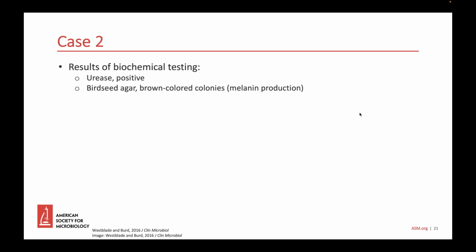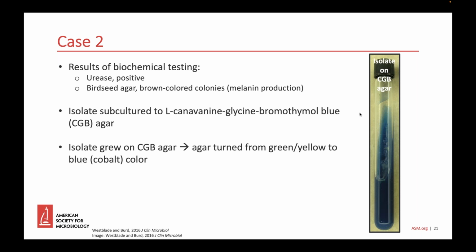We did some biochemical testing. The urease was positive. The organism formed brown-colored colonies on birdseed agar because the organism was able to produce melanin. The isolate was subcultured to a special medium, I might call it, L-canavanine glycine bromothymol blue, or CGB agar.